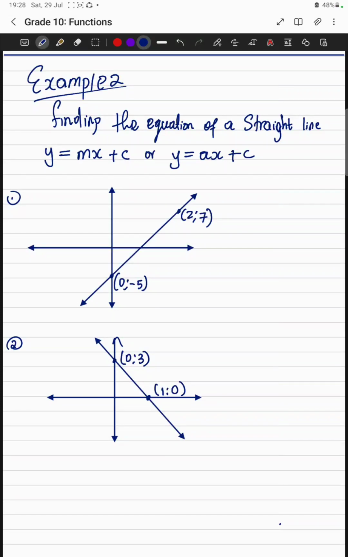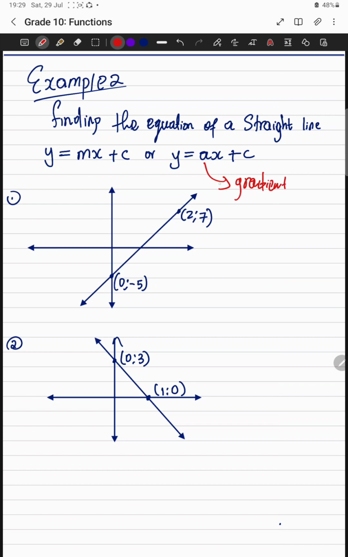Now here we are continuing with example 2. In this example we'll be looking at the equation of a straight line, which is this one. In this equation, that m or a, these are the same values. They represent gradient. So that a here represents the gradient.